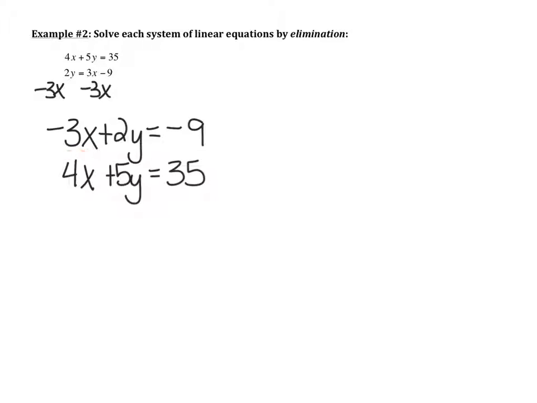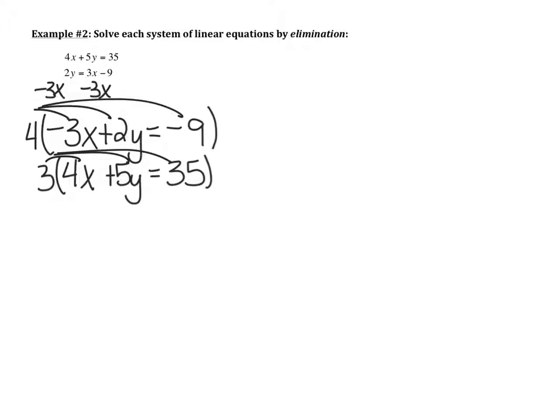Since the 3 is already negative, I'm going to go ahead and multiply it by 4 to make it the negative 12, which means I will multiply the second equation by 3 to make that a positive 12. So remember, I have to distribute through the entire equation in both examples. So I'm going to write it off to the side here. So 4 times negative 3x is negative 12x. 4 times 2 is 8, so it would be 8y. And 4 times negative 9 would be negative 36.